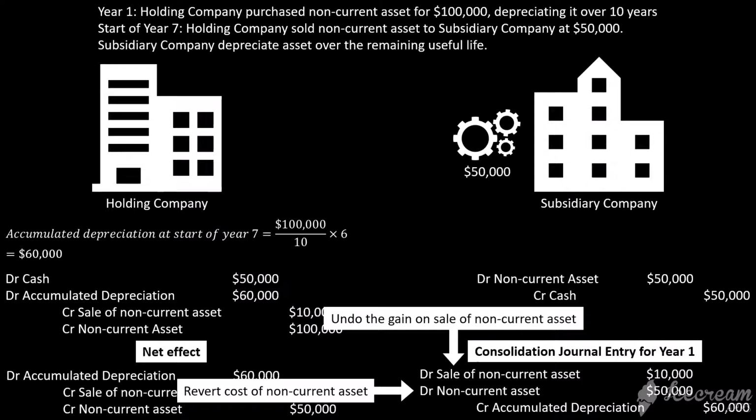Just note, however, that we will debit retained earnings for subsequent years instead of sale of non-current asset because no gain on sale is recognized for subsequent years. If we debit sale of non-current asset, we will be decreasing the profit unnecessarily. Also, the gain on sale recognized at the time of sale would have entered retained earnings, so we should debit retained earnings to undo the sale of non-current assets for subsequent years.